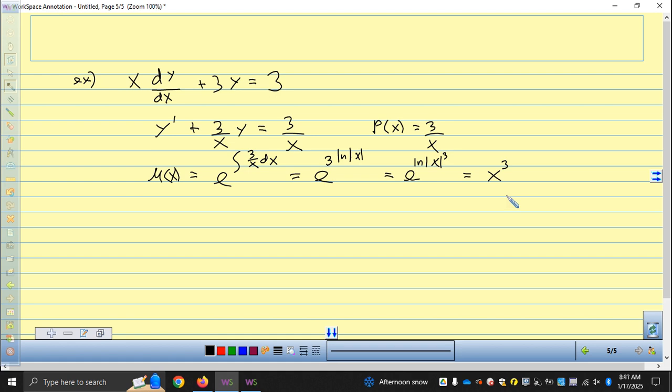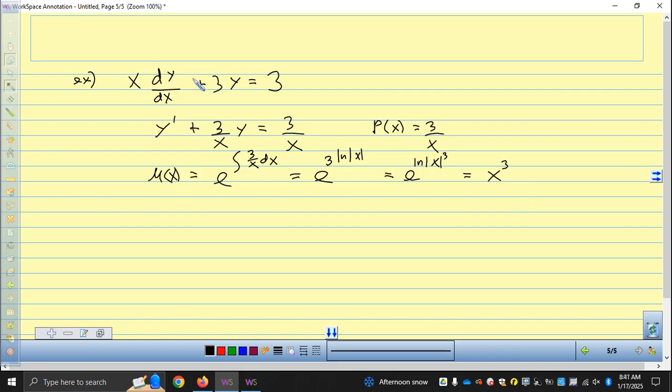And I can drop the absolute value because we are multiplying everything on both sides of our original equation by this integrating factor. If it is positive, that doesn't change anything. If it's negative, we're multiplying everything by a negative, so we could just divide through by -1 and get the same solution. So we can drop the absolute value.